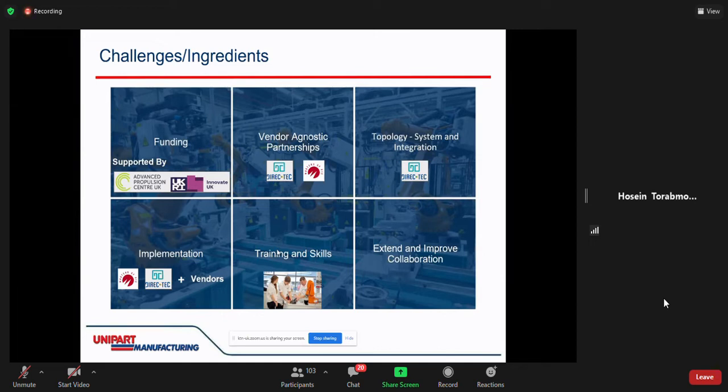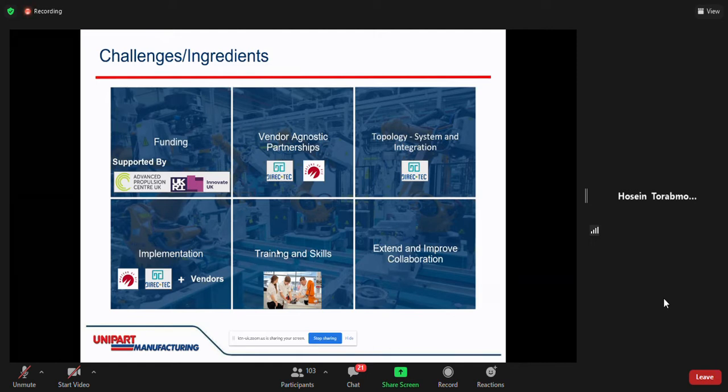The second thing is working with vendor agnostic partnerships. You will hear from Direct Tech and Masters of Pi later on. These are partners that are not tied to a specific vendor, and they can actually work with you to define that topology that I showed earlier, to make sure that you realize what you need and what the pain point in the business is.